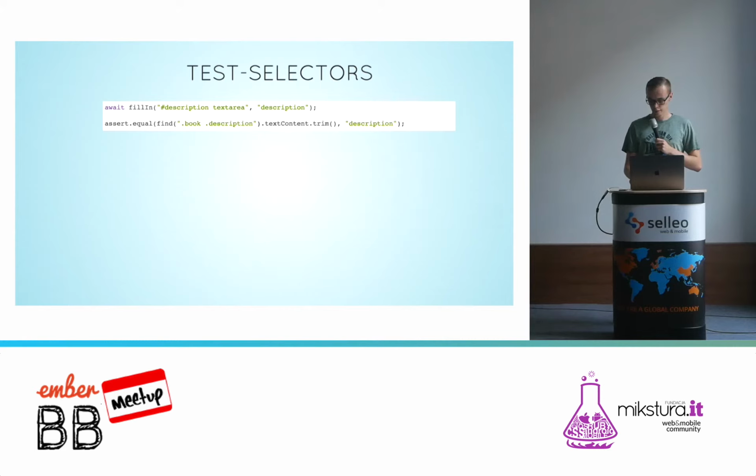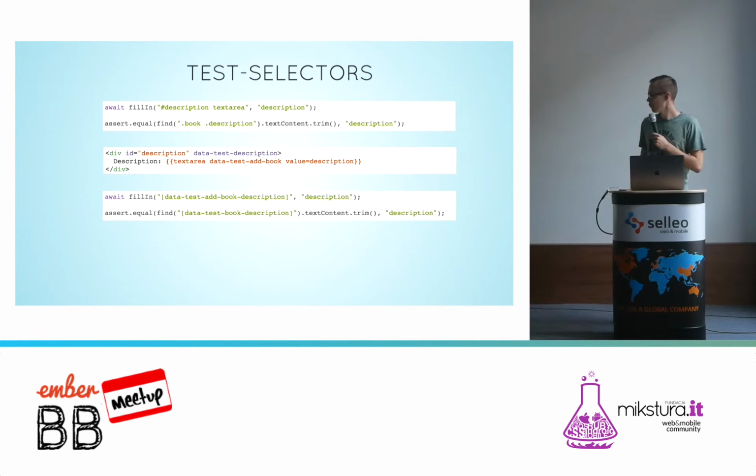We can use data attributes from HTML5. And with the Ember test selectors package, we can pass data-test to our component and to our div, and then in the test, we can just find something by this selector. The Ember test selectors package also removes attributes starting with data-test from the production build, so we don't need to worry about that. And of course, we can use test selectors with page objects.